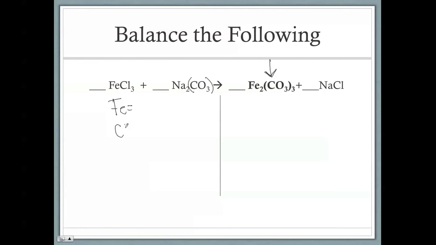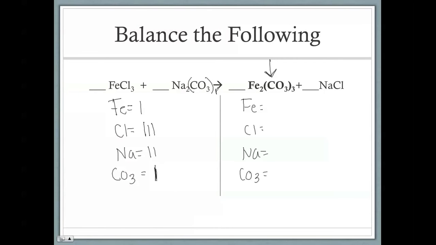So go ahead, I'm going to write FeCl, Na, and then CO3 as a group. And then same order, FeCl, Na, and CO3. So go ahead and count them. Iron, I just have 1. Chlorine, I have 3, 2 sodium, and in this case, 1 CO3. Because remember, this 3 is a part of the CO3. It's not telling you that you have 3 of them.